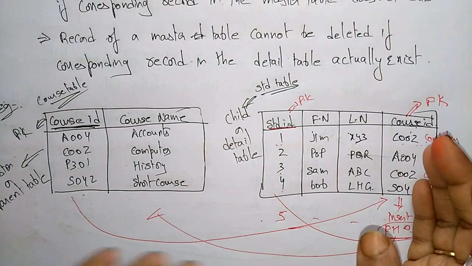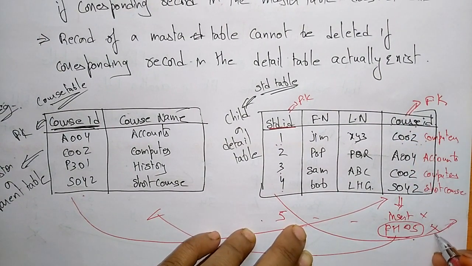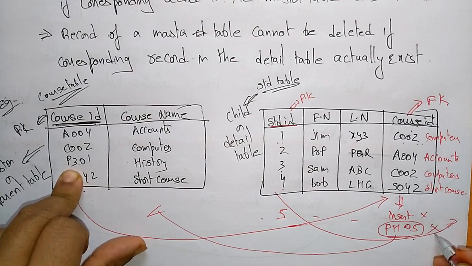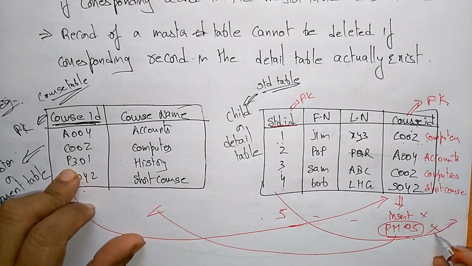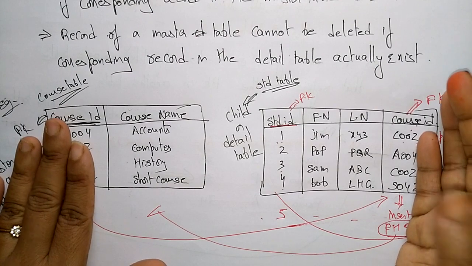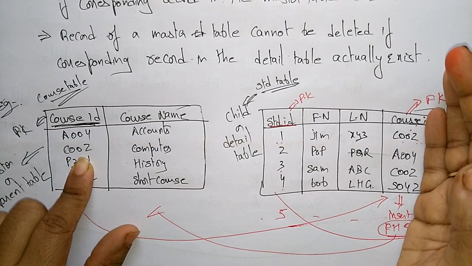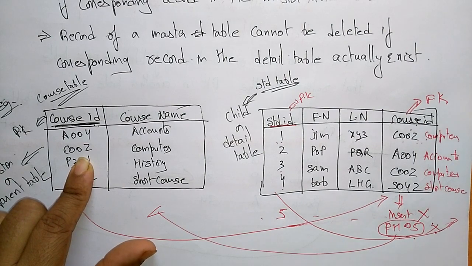So that's why the records cannot be inserted into the detailed table if the corresponding record in the master does not exist. If it exists, then you can insert here. If it does not exist in the master, you are not supposed to insert here. So insertion is not possible.